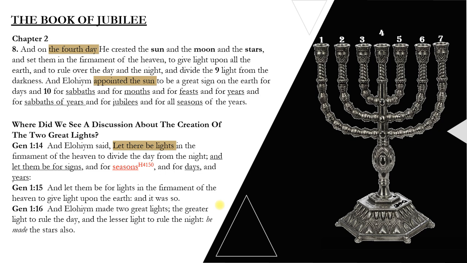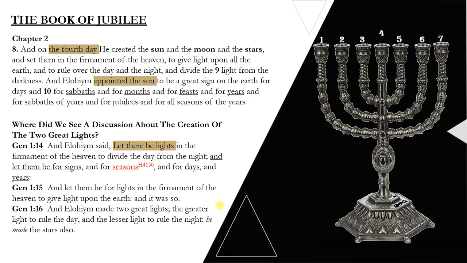We saw this discussion in chapter 2 in the book of Jubilees. We saw it in Genesis, right at the bottom. Where did we see a discussion about the creation of the two great lights? Right in Genesis chapter 1. Elohim said, let there be lights, right? In the firmament of the heavens, to divide the day from the night. Let them be for signs and for seasons and for days and for years. So the book of Jubilee, chapter 2, is complementing in our KJV Bible, Genesis chapter 1, verses 14 through 16.